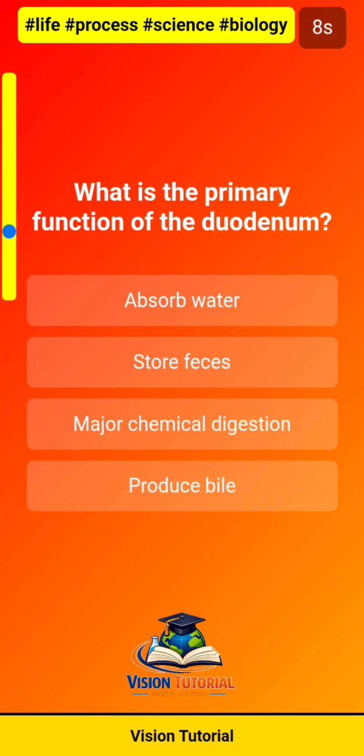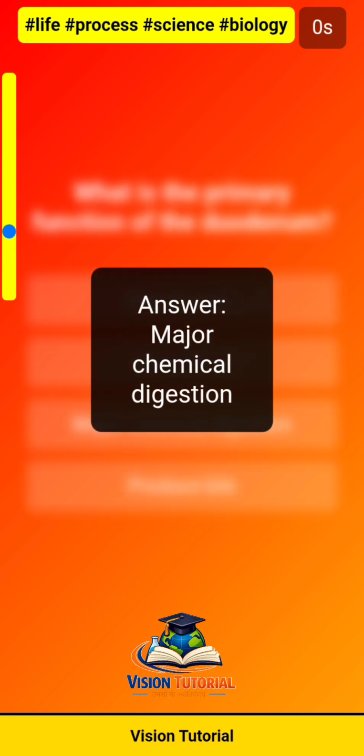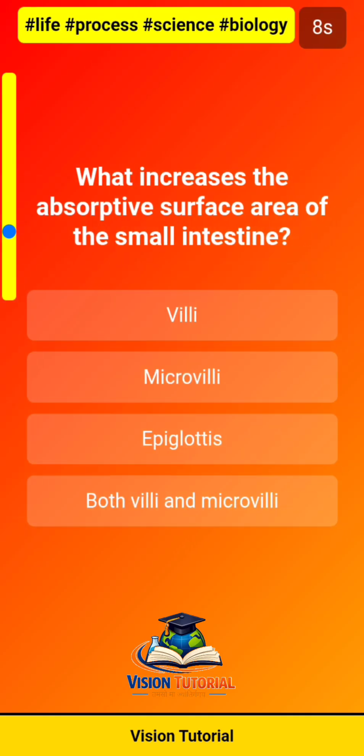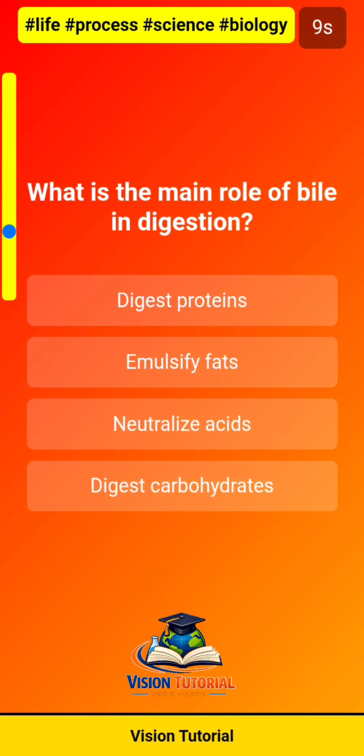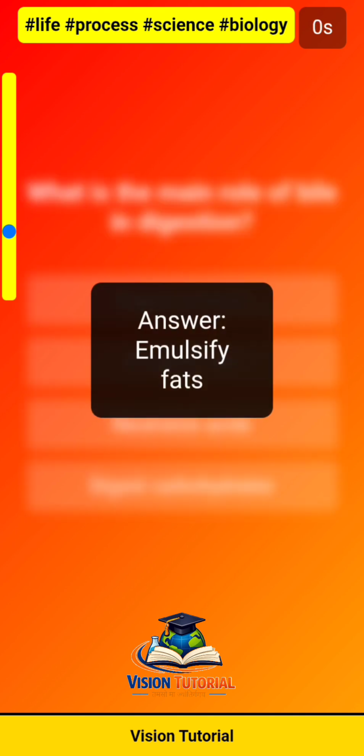The question is, what is the primary function of the duodenum? Answer: major chemical digestion. The question is, what increases the absorptive surface area of the small intestine? Answer: both villi and microvilli. The question is, what is the main role of bile in digestion? Answer: emulsify fats.